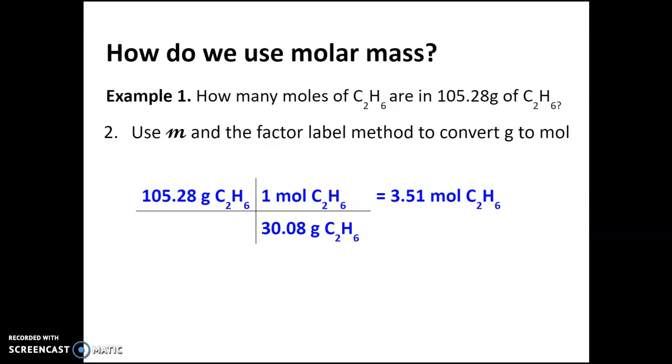So we took our starting point, and then we want the grams to cancel out. So we're actually going to put the value of the molar mass on the bottom of our factor label line. So we've got 30.08 grams on the bottom, and then 1 mole on the top. Now our grams cancel out, and we're left with moles, which is perfect. When you divide it out, you get 3.51 moles of C2H6.